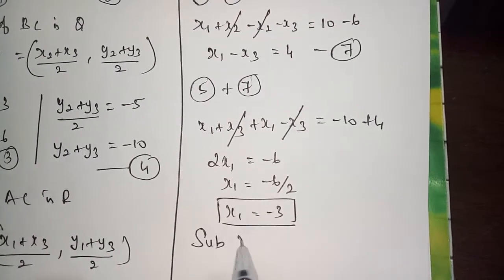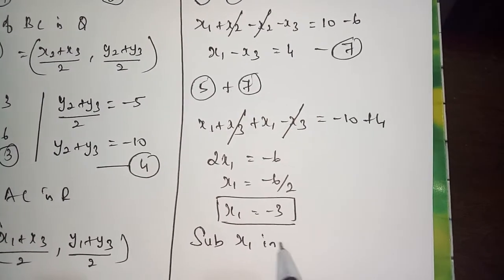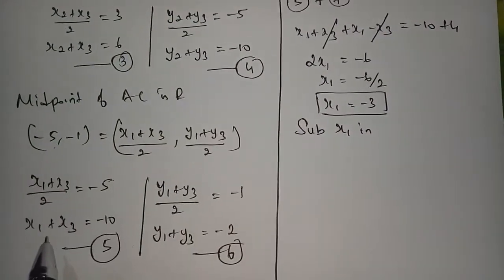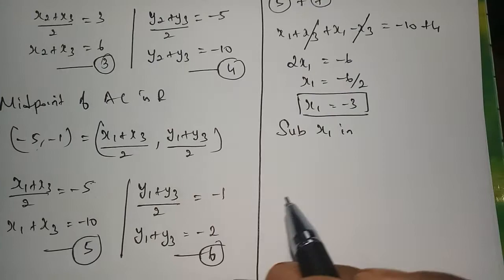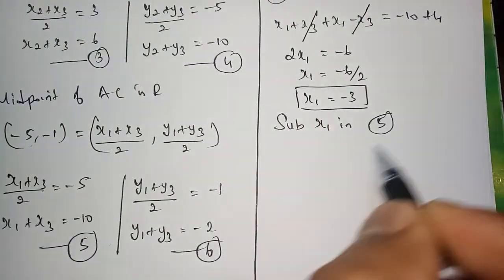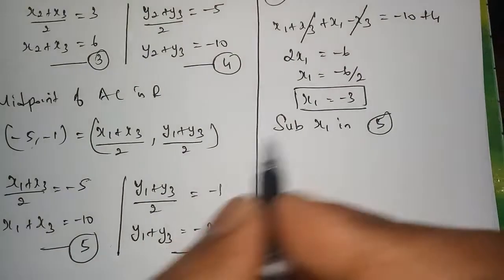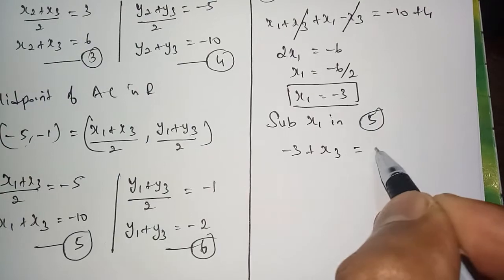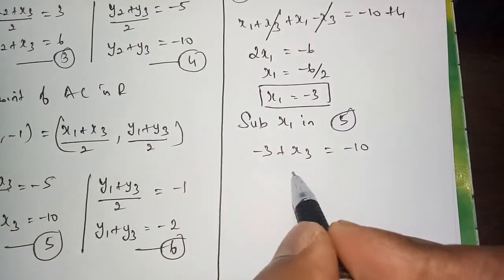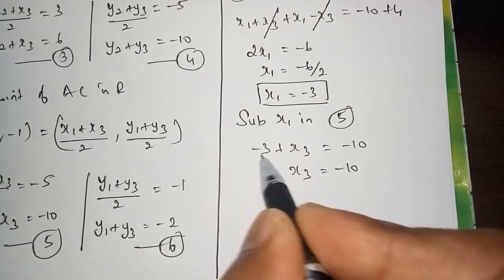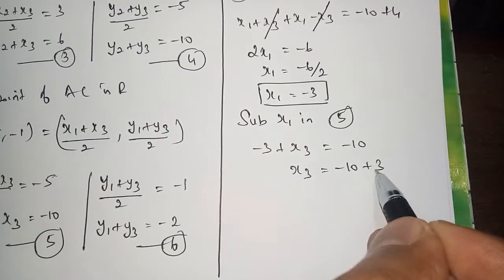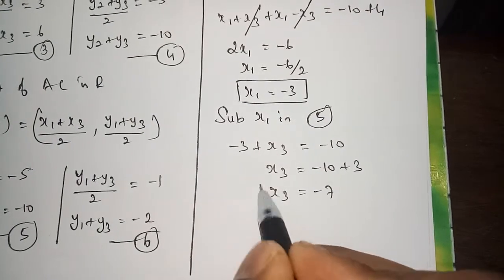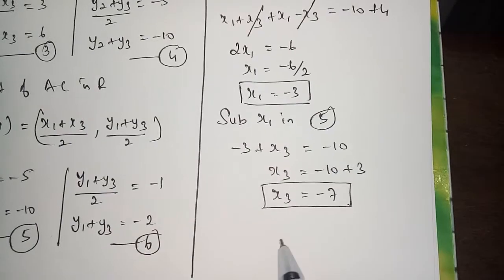Substitute this x1 in any one of the equations. I'll substitute in equation 5. That is your wish. Wherever you need to substitute, you can substitute. You'll get the same answer only. So what is given? x1 plus x3. x1 is minus 3 plus x3, that is equal to minus 10. So minus 3 comes to the right hand side, becomes plus 3. So x3 is equal to minus 7. Now we got the value of x3.